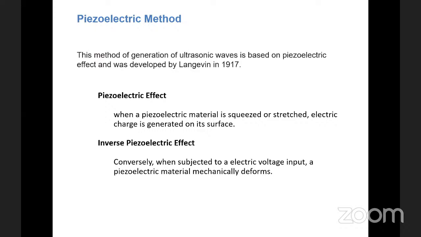When a piezoelectric material is squeezed or stretched, electrical charge is generated on its surface. So the inverse piezoelectric effect is also there. You can produce the voltage. When subjected to an electrical voltage, a piezoelectric material mechanically deforms. What do you mean by deform? The shape of the crystal changes. Okay, that is deformed.